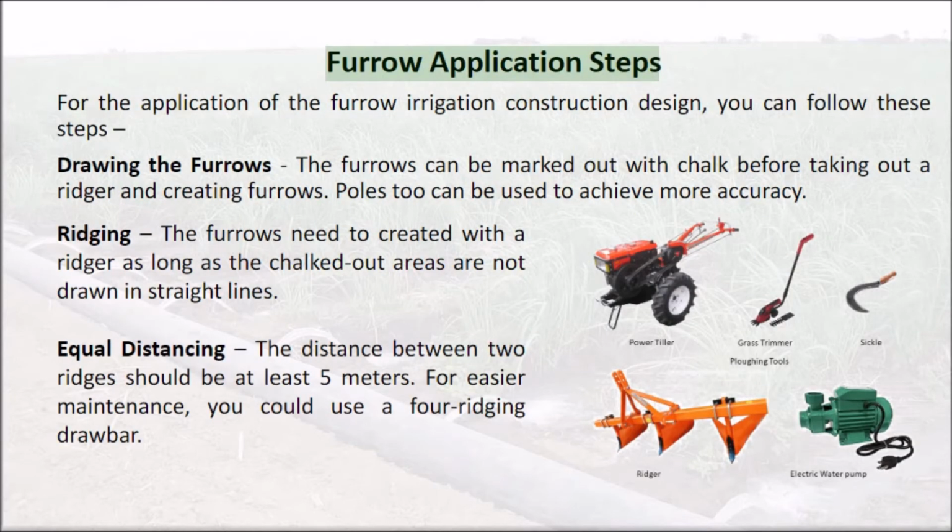Furrow application steps. For the application of the furrow irrigation construction design, you can follow these steps. Drawing the furrows. The furrows can be marked out with chalk before taking out a ridger and creating furrows. Poles too can be used to achieve more accuracy. Ridging. The furrows need to be created with a ridger as long as the chalked out areas are drawn in straight lines. Equal distancing. The distance between two ridges should be at least 5 meters. For easier maintenance, you could use a 4-ridging drawbar.